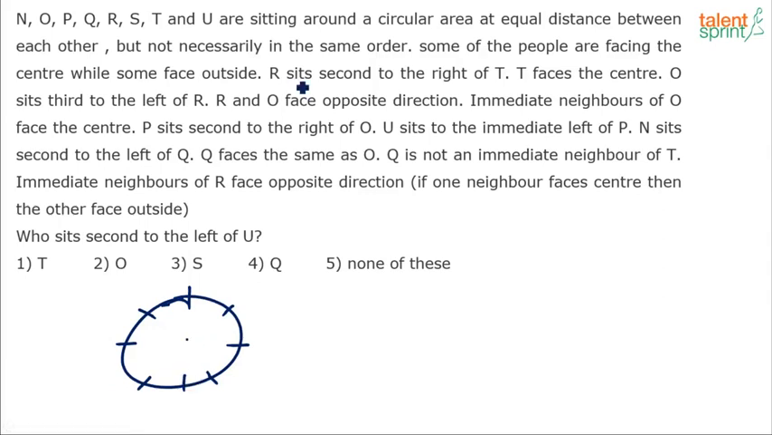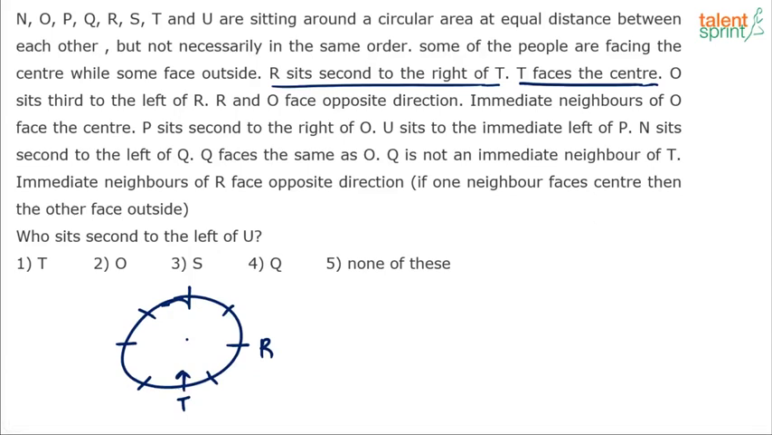Now look at the first point. R sits second to the right of T. Now right of T would depend on the direction that T is facing. But immediately after that point, we have been given the statement, T faces the center. So the one thing that we know is T faces center and R sits second to the right of T. So let's start with this point. Let's assume this is T's position. T is facing center, right? What is right of T? When a person is facing center, right is anti-clockwise. So R would come in this position, right?